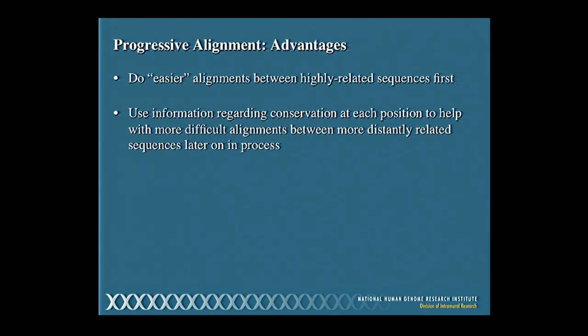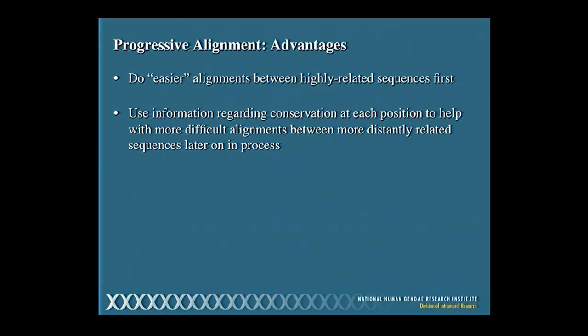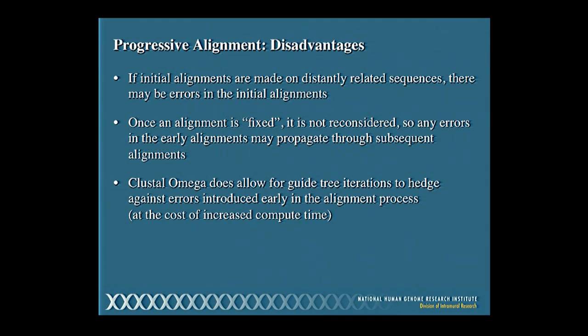Okay, so why is this good? Especially for large sets, you do the easy ones first, because as you already know, those are the simplest to align. But more importantly, you're going to use the information from those easy alignments to help you align the more difficult ones, the ones that are more distantly related. Because as you start to pile up these alignments, you're going to get more information, the same way that we did by looking at our position-specific scoring matrices, that will help us later on in the process get those tough ones into position. Disadvantages.